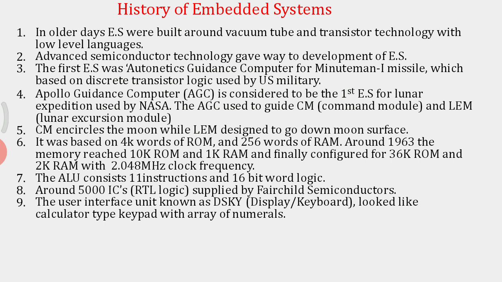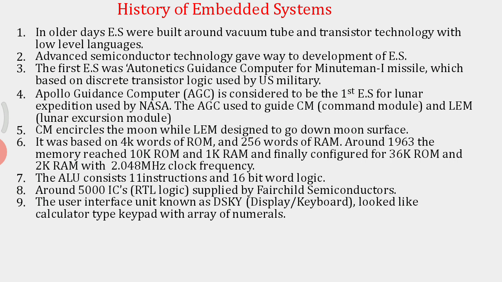Let us go through a history of embedded systems. In the older days, the embedded systems were built around vacuum tubes and transistor technologies with low-level languages. In the beginning, during 1958, the first IC was built, but it was not used for programmable purposes. So here, the embedded systems were built around vacuum tubes. Second point, the advanced semiconductor technology gave way to the development of embedded systems. Nowadays, it is fully developed.